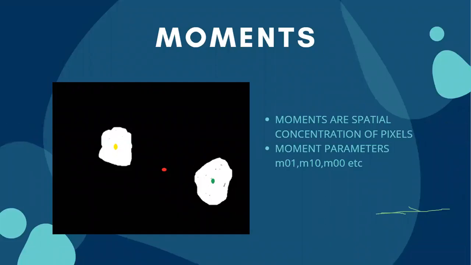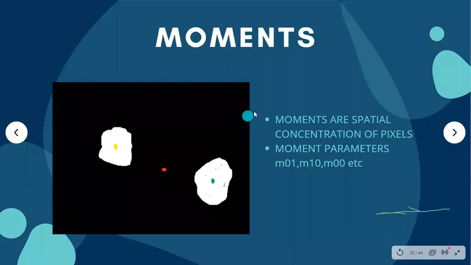Moments give out the information of spatial concentration. The moment function returns simple parameters like M01, M10, or M00, with the help of which you can find out the centroid, maybe the circumference, maybe the surface area, or the perimeter of individual contours. After applying contours onto this image, you found two contours, contour 1 here and contour 2 here. Into those contours, I'm going to apply moments. For each individual moment, I might find my centroid for the first contour in the yellow region and for the second contour in the green region.